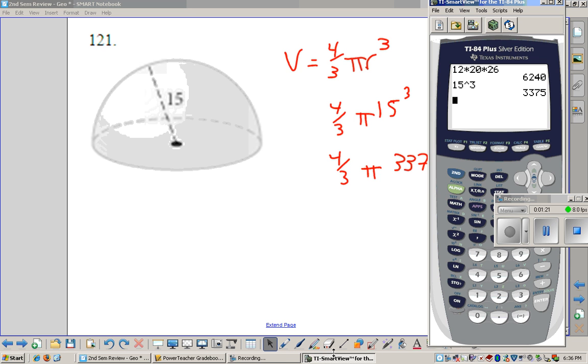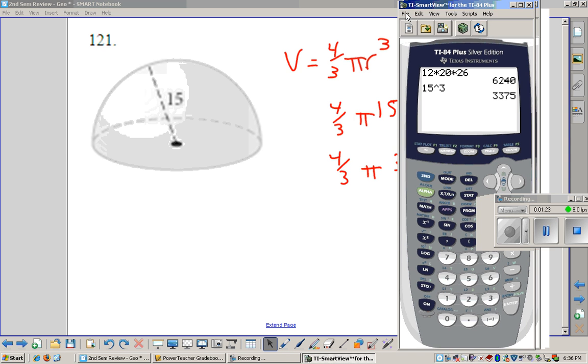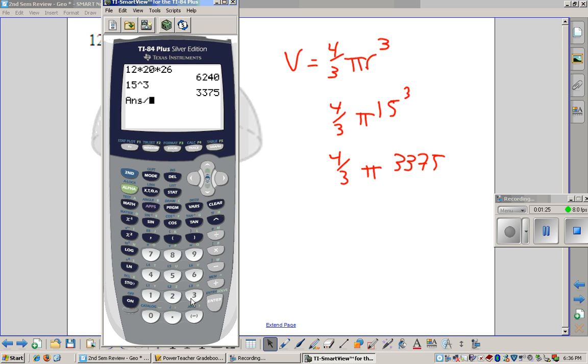So 4/3 of that requires us to divide it by 3 and multiply it by 4. And ultimately we need to divide it by 2 because it's a hemisphere. So that's our answer.